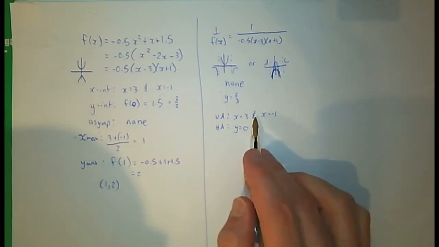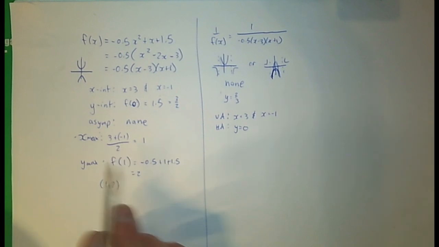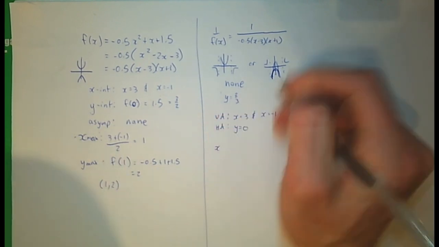For this one, we can find the midpoint between the vertical asymptotes, which is the same as what this is going to be, to find the x of the minimum.